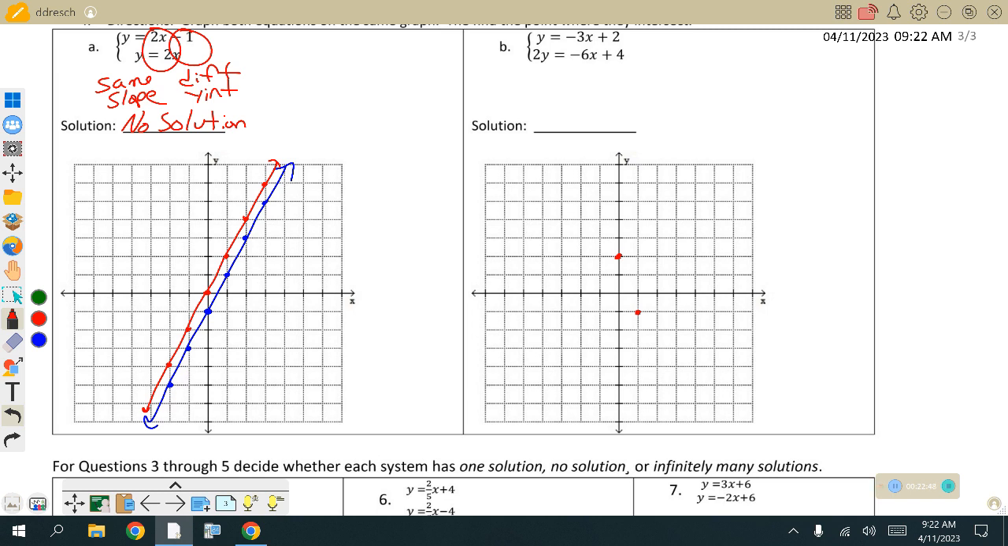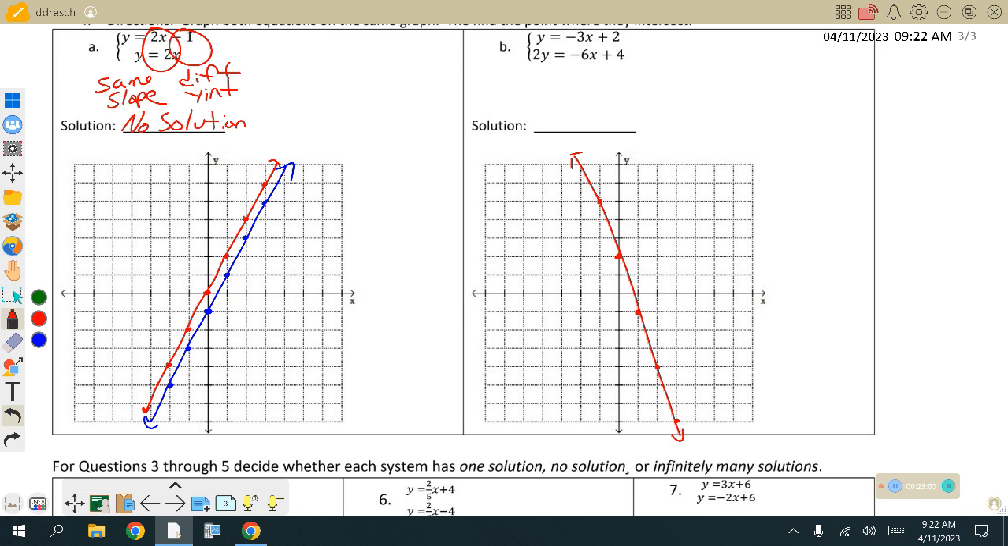All right. Down 3, right 1. 1, 2, 3. Reverse it. Up 3, left 1. Take your ID. Make the line.